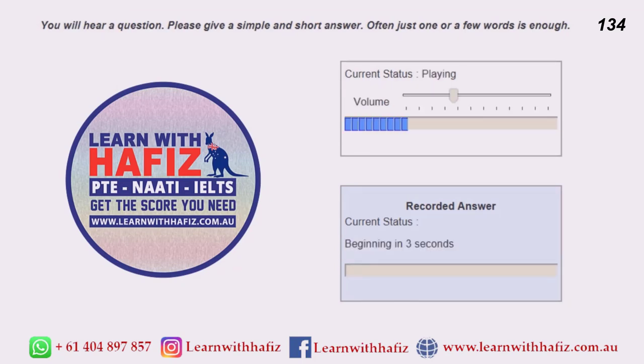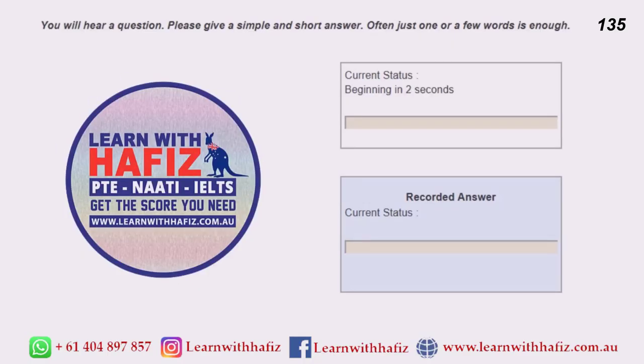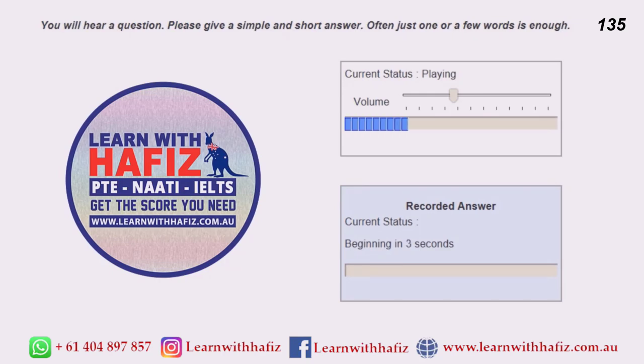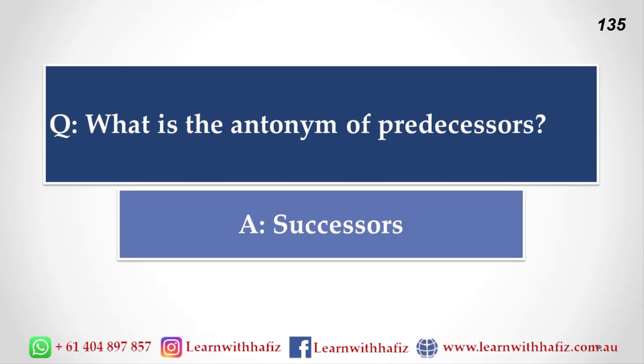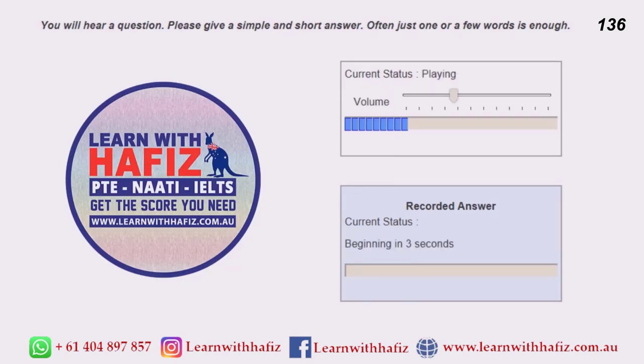What is the string or lace for fastening the shoes usually called? Correct answer is. What is the antonym of predecessors? Correct answer is. What is the solid form of water?